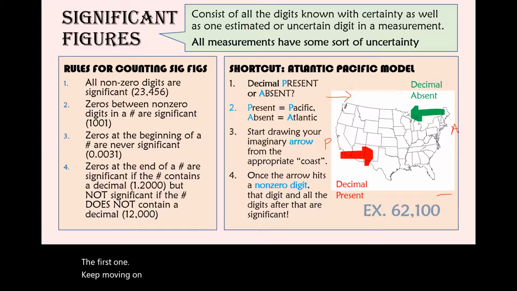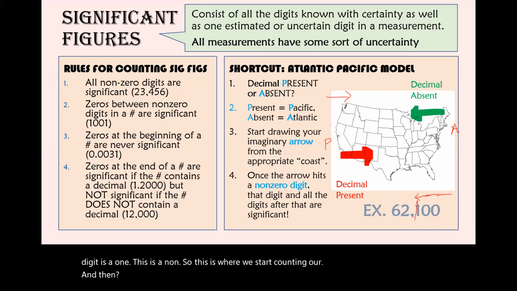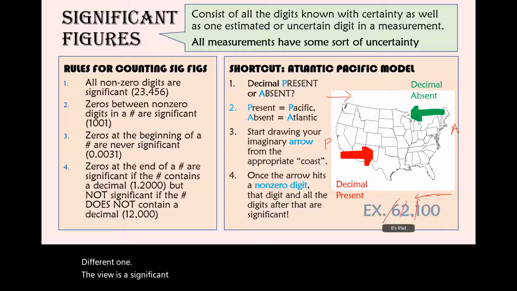Keep drawing your arrow. The next number is also a 0. We keep moving. The next digit is a 1. This is a non-zero digit. So this is where we start counting our significant figures. And then we count everything after that. So this 1 is a significant figure. The 2 is a significant figure. The 6 is a significant figure. So in this number, we have 3 significant figures.